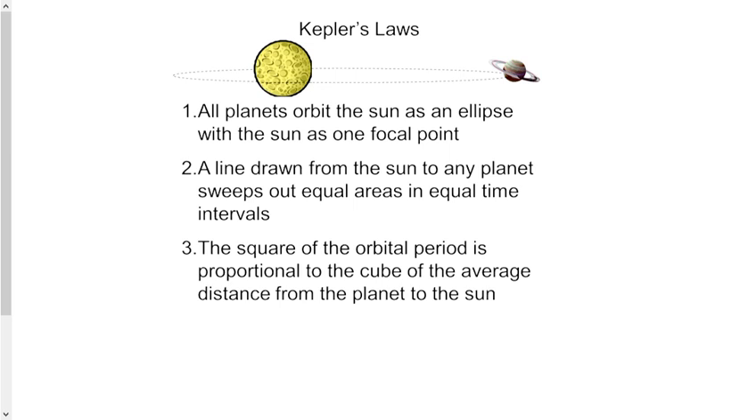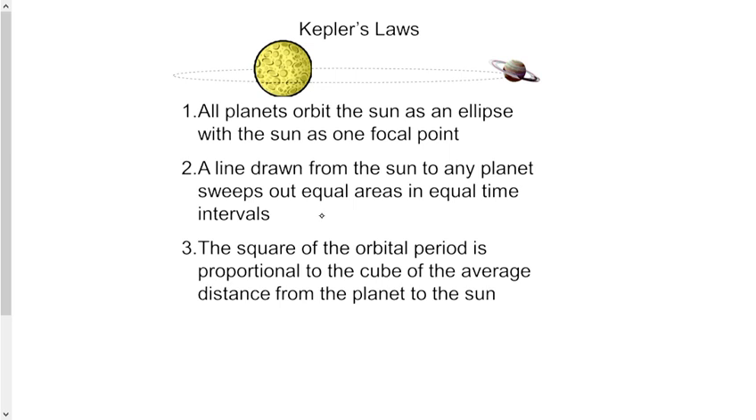Kepler's laws. There are 3 of them, and they describe the path of planets around our sun in the solar system. Rule number 1: planets orbit the sun as an ellipse, with the sun at one focal point and empty space for the other. And they do this elliptical orbit because the gravity of the other planets draws them out into these elliptical orbits.